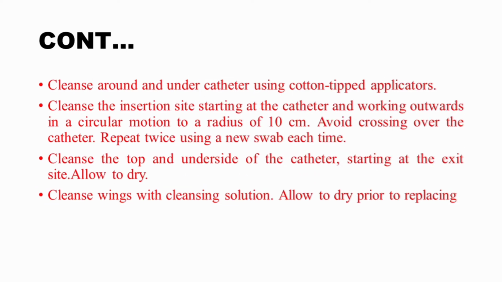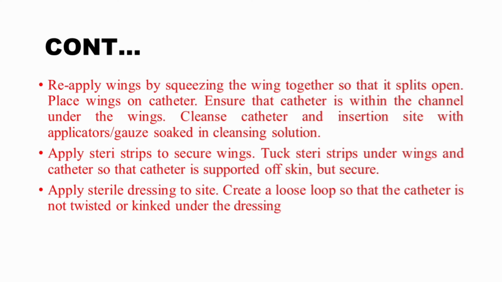Step 1: cleanse around and under the catheter using cotton-tipped applicators. Then we cleanse the insertion site starting at the catheter and working outward in a circular motion to a radius of 10 cm. Avoid crossing over the catheter and repeat twice using new swabs each time. Cleanse the top and hub of the catheter starting at the exit site, allow to dry for some time. Cleanse wings with the cleansing solution and allow to dry prior to replacing.